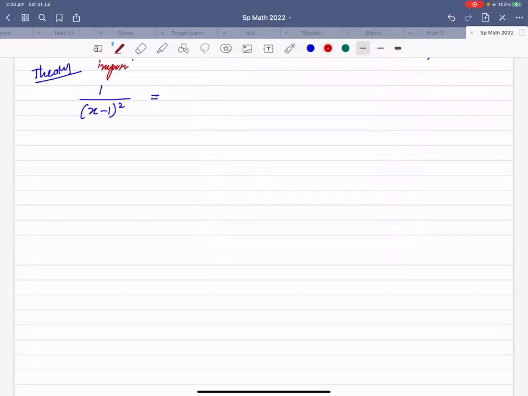If you have the structure, the whole thing squared, you break it into a divided by (x minus 1) plus b divided by (x minus 1) squared. There is a special structure. So you put a here, you have to put 0 here. Why? Because here the numerator power is 0, the denominator power is 2, right? So 2 is greater than 0, so you are not going to put any constant there.